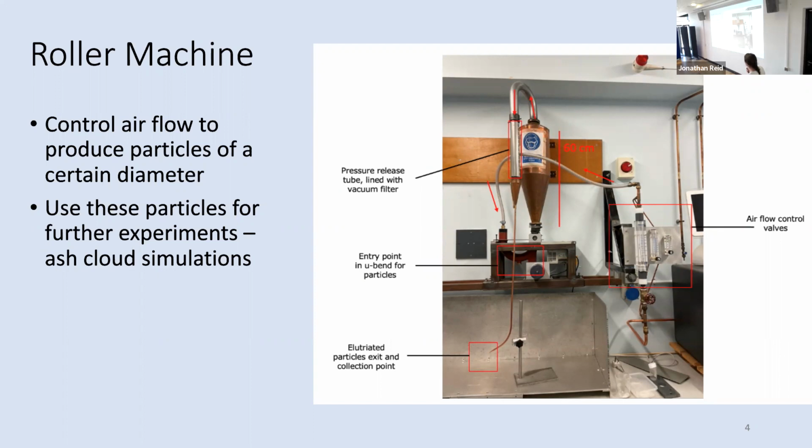This here, just highlighted, is a metal tube with holes in it lined with vacuum filter paper just to release the pressure, because otherwise they tend to come out a bit too fast and there could be problems with back pressure, things like this. Basically we're hoping to use these particles for further experiments.